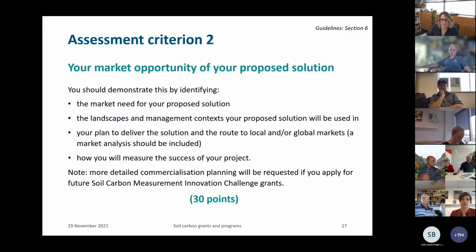For assessment criterion 2, for 30 points, outline the market opportunity of your proposed solution. This includes information such as the market need, the landscapes and management contexts it will be used in, your plan to deliver and the route to local or global markets, and how you'll measure the success of your project. We will probably be asking for more detailed commercialisation planning in stage 2.